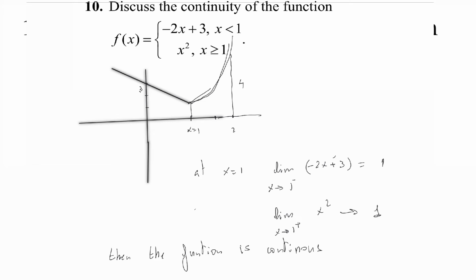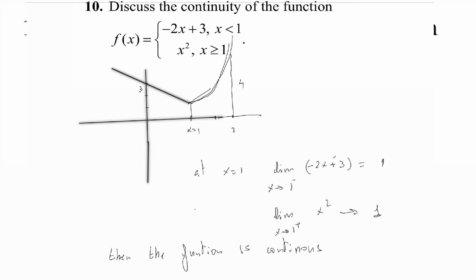Discuss the continuity of the function f of x equals minus 2x plus 3 when x is smaller than 1. When x is smaller than 1, minus 2x plus 3 is a rectilinear line that when x equals 0, the value of the function is 3. So it's a rectilinear line with a slope of minus 2. For x bigger than 1, the function is x squared. So when x equals 2 it is 4. When x equals 1 it is 1 squared.